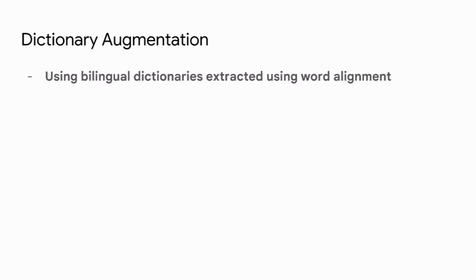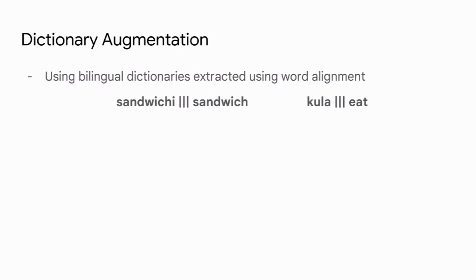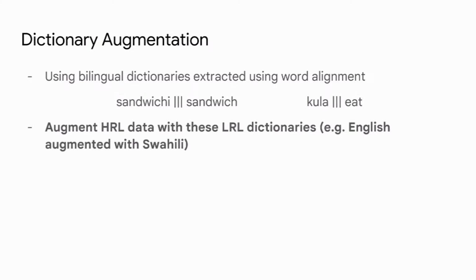Okay, so first we use bilingual dictionaries extracted using word alignment. So this would be, for example, with English and Swahili, we'd find a similar word that would exist in the Swahili corpus. So in this case, we have the word for sandwich and the word for eat. And then we'd augment high resource language data with data from these low resource language dictionaries.